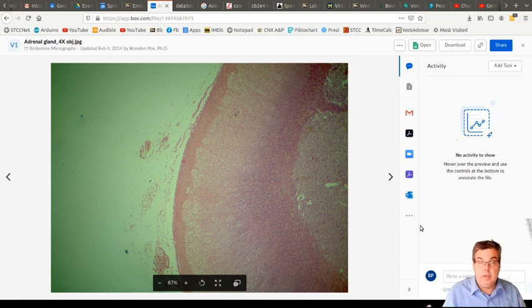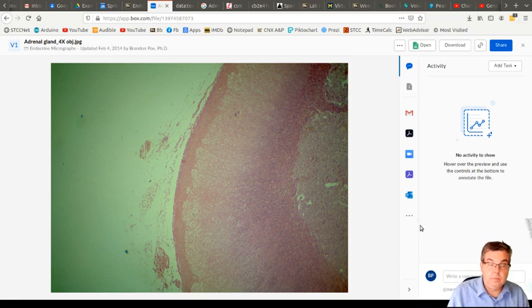Now, the adrenal gland has two basic parts. There's the adrenal medulla, which was covered in Chapter 15, and the adrenal cortex, which is part of the subject of Chapter 17. The reason why the medulla is covered in Chapter 15 is while it is a gland, it functions as part of the autonomic system.